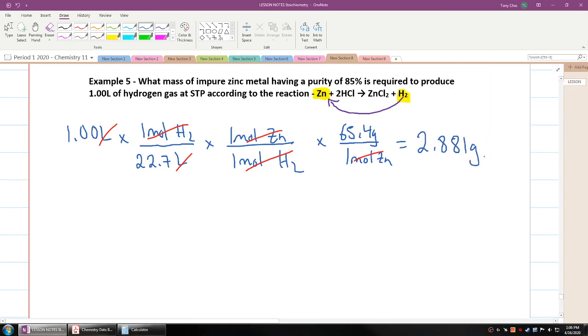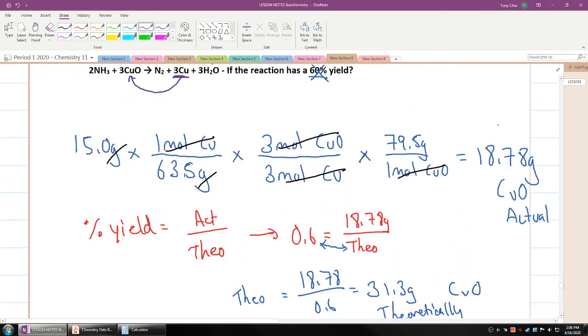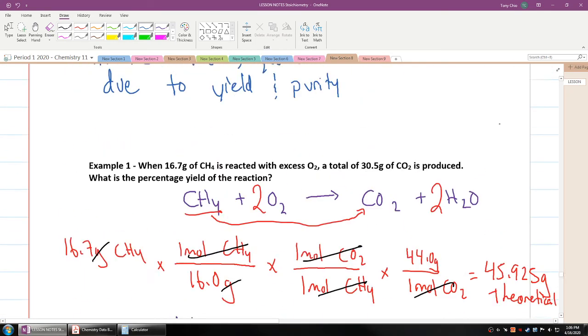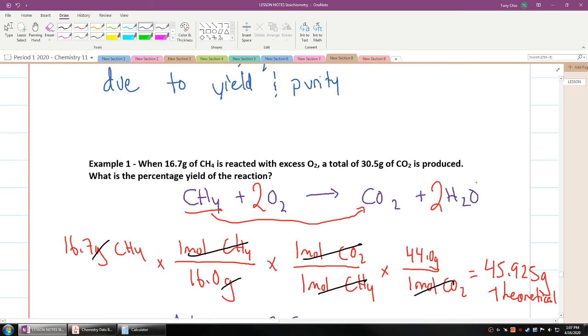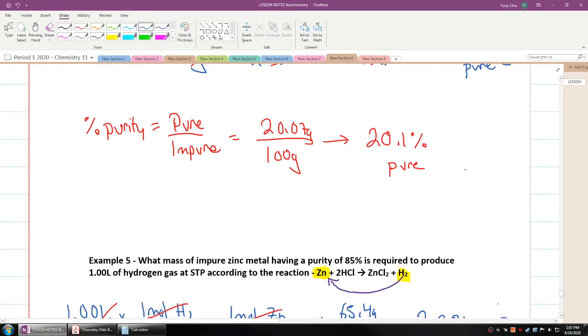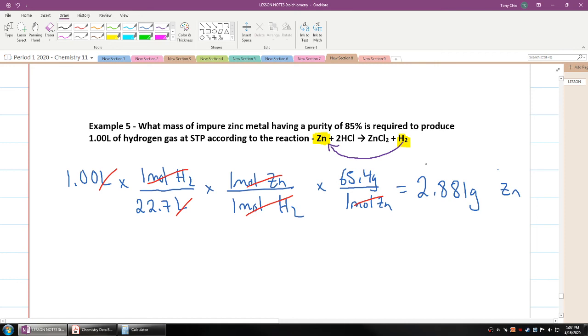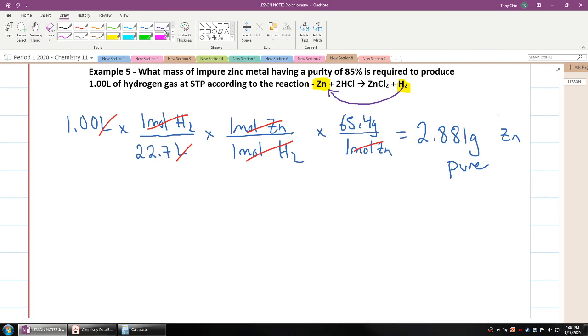2.881 grams of zinc. Now, did I just find my pure zinc or my impure zinc? Well, according to when I previously went over this, you would remember that if I convert from a product to a reactant, I solve for my pure amount. What is my pure amount of zinc? So this is pure. Well, how do you find the mass of impure zinc?